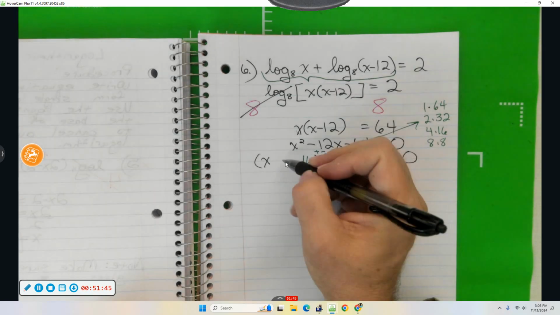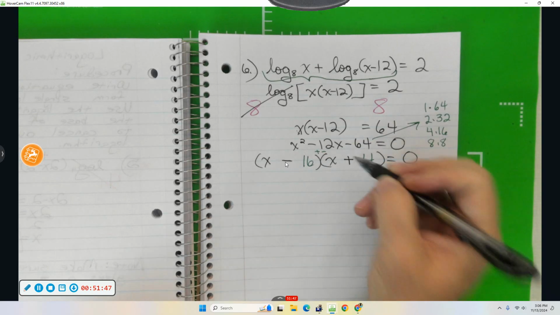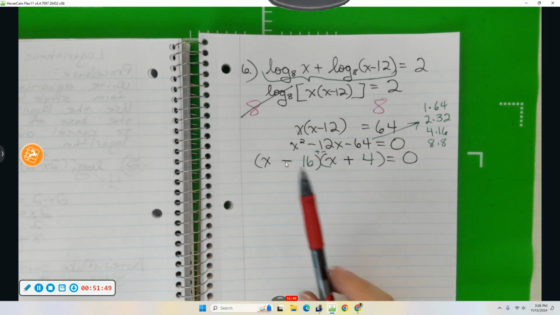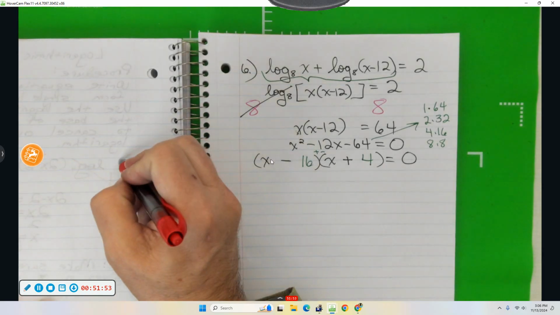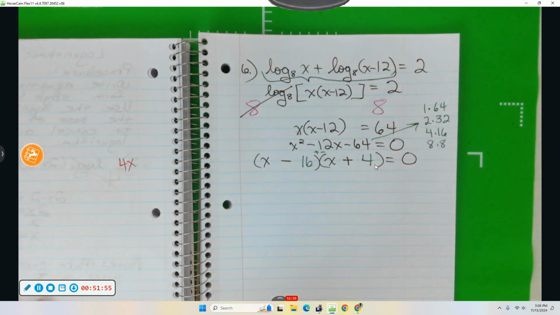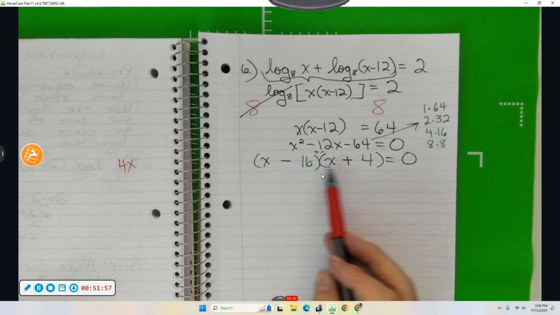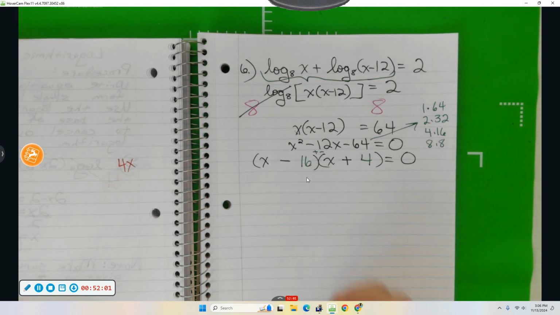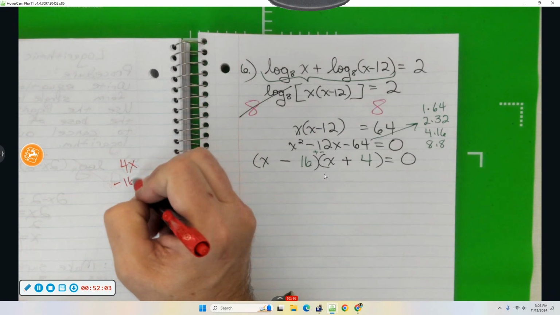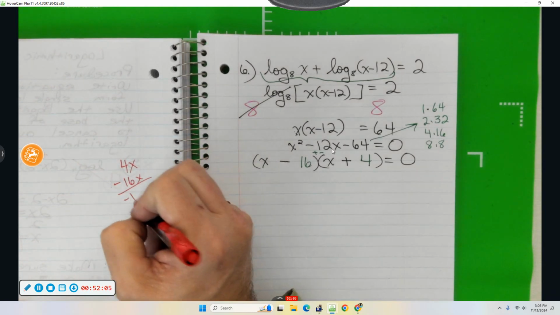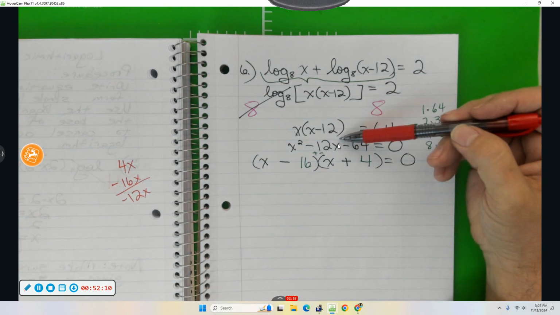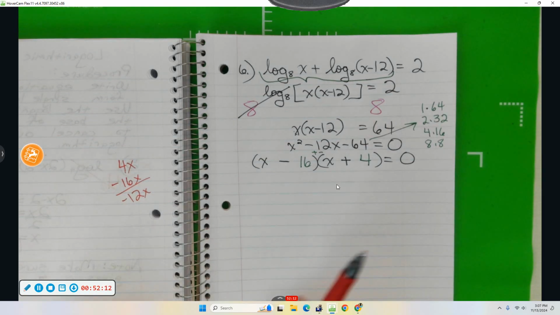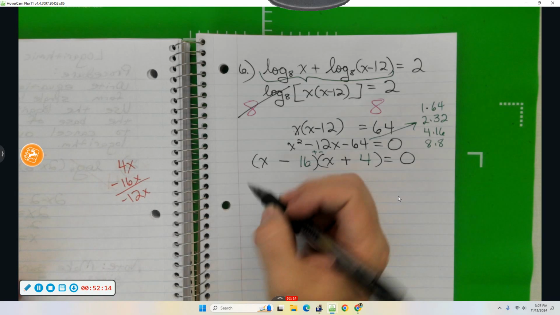The negative here and the positive there? Let's check. What's the outer product? X times 4x. Here's my scratch paper. That's a positive 4x. What's the inner product? Minus 16x. 4 minus 16 is a negative 12. Is that what we needed? Yes, it is. So we set each factor equal to 0.